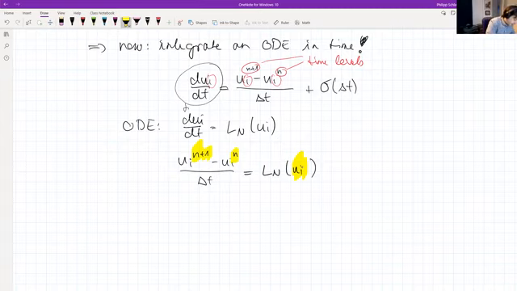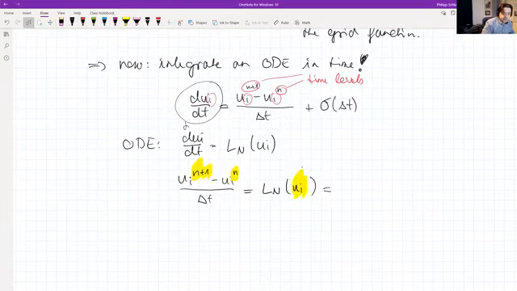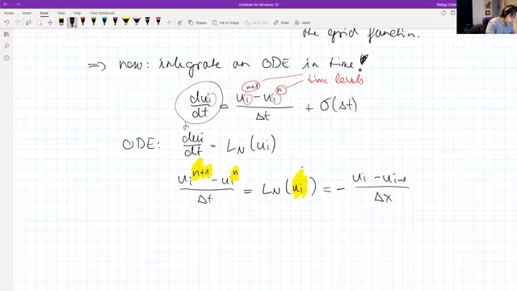Or, to write it down in a more straightforward way, if I replace this L operator directly with the finite differences that I have introduced here, this would be something like minus ui minus ui minus 1 divided by delta x. And the question is, what should I write up here as the index? Of course, the easiest and most straightforward way would be to evaluate this at time level n, so the old time level.